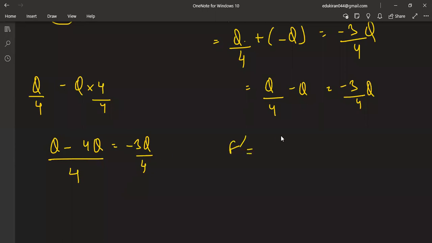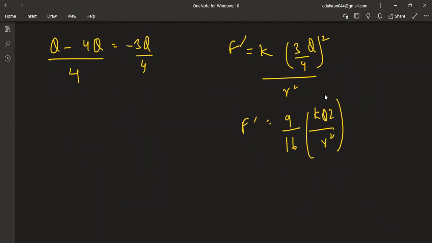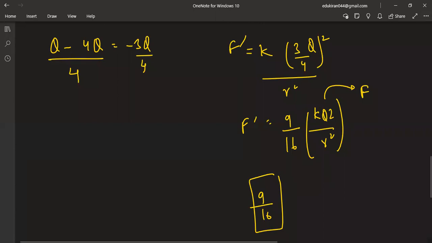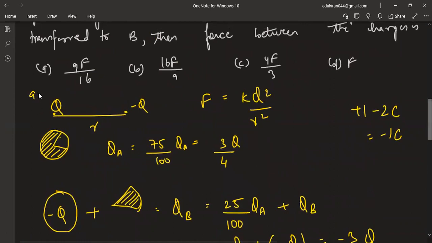Now see, when I'm writing the new force, K times 3 by 4 Q whole square, because both are the same. I'm not considering the negative sign, right? And now R square. So in this way, F dash will become 9 by 16 times kQ square by R square. This kQ square by R square was only the initial force. So the force has become 9 by 16 times. Which option will be correct? A option, right? Yes. So A option is the answer.